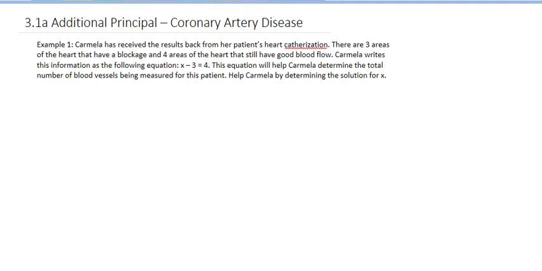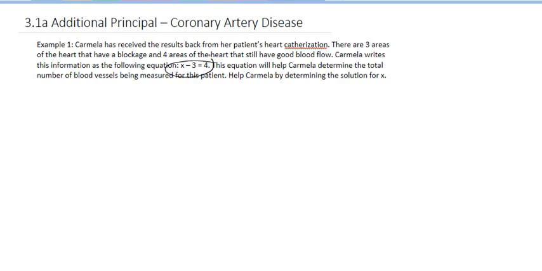Addition principle: coronary artery disease. Carmilla has received the results back from her patient's heart catheterization. There are 3 areas of the heart that have blockage and 4 areas of the heart that still have good blood flow. Carmilla writes this information as the following equation: x minus 3 equals 4.